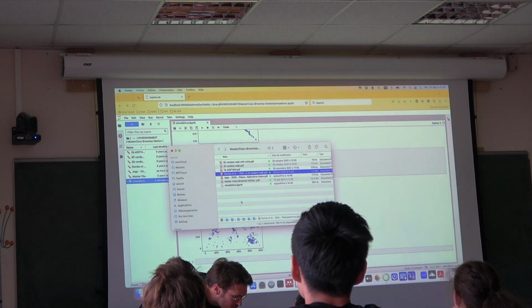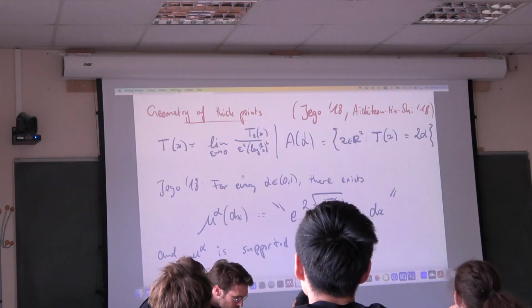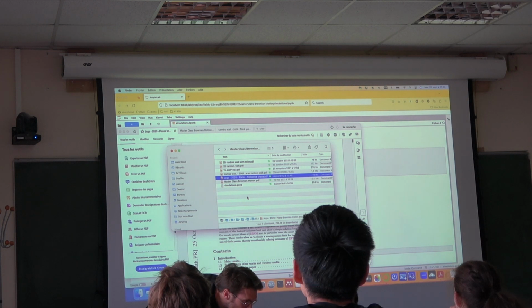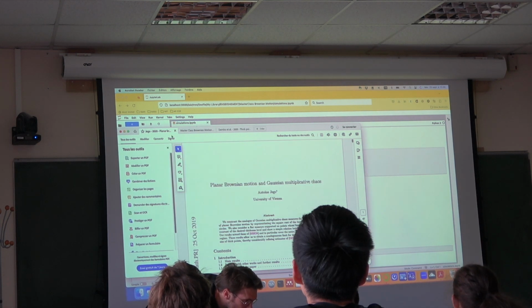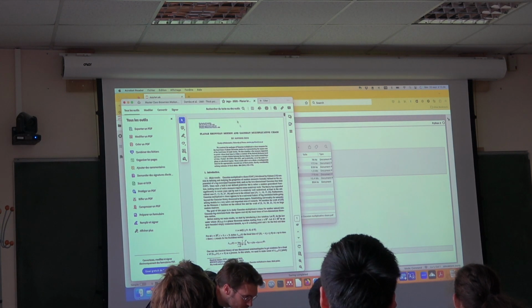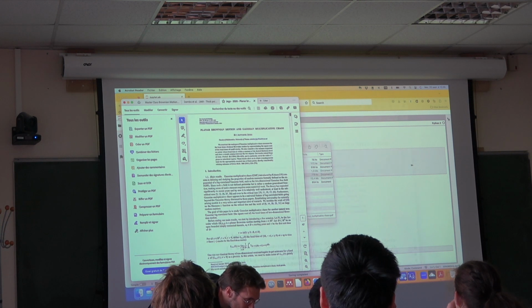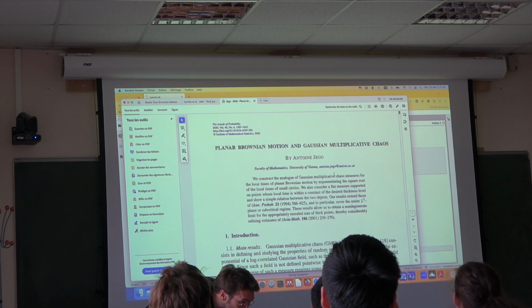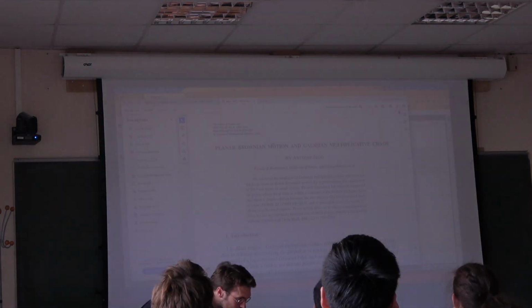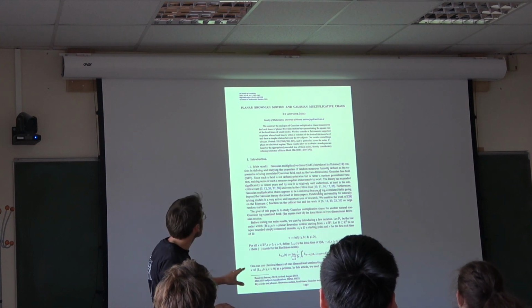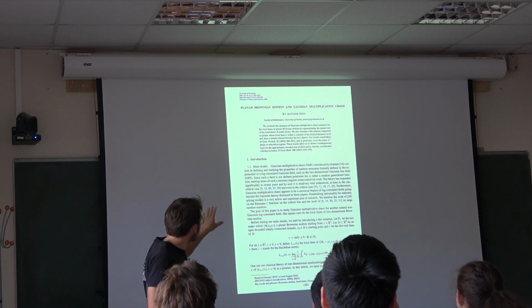I just want to show this paper by Antoine Jeudi, Planar Brownian Motion and Gaussian Multiplicative Chaos. That was actually the PhD thesis work of Antoine Jeudi. And you will not understand a single word of what is written here. It's about Gaussian multiplicative chaos, blah, blah, blah.